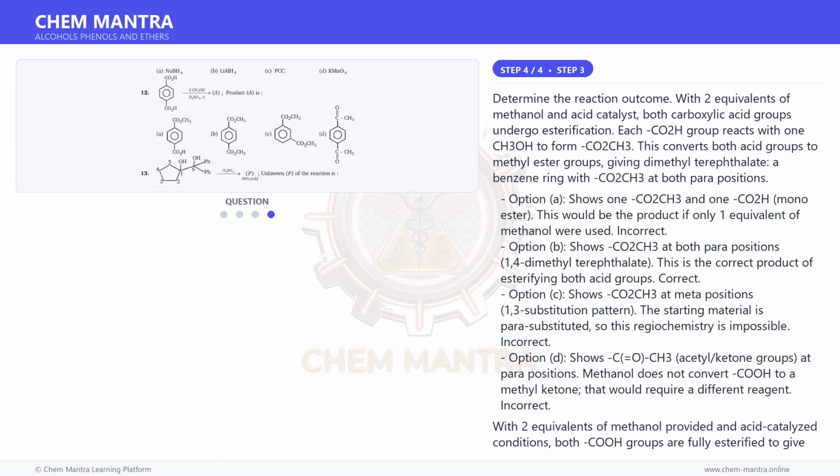Incorrect. Option B shows CO2CH3 at both para positions, 1,4-dimethyl terephthalate. This is the correct product of esterifying both acid groups.